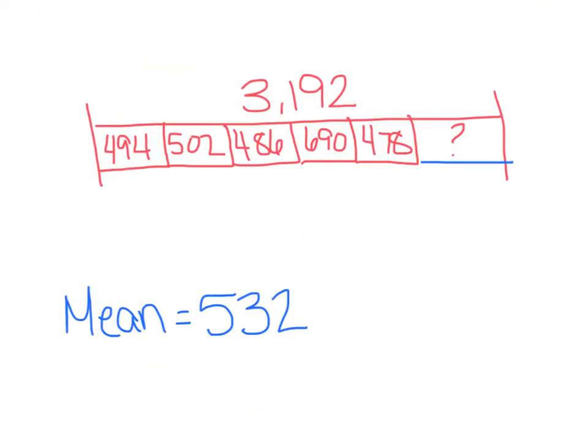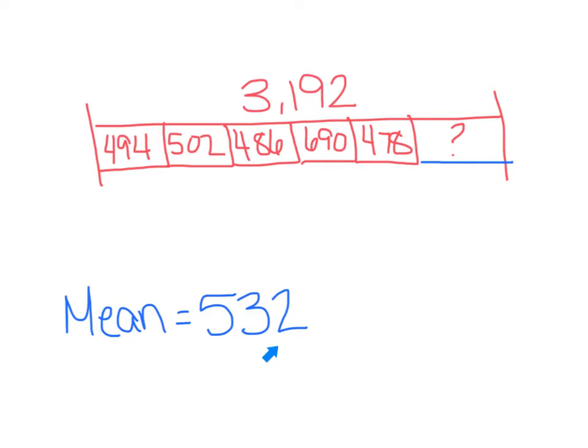Okay, now I'm going to teach you how to use the mean to solve a little bit more complicated problem. Here's our problem. The number of minutes that Mary Ann spent talking on her cell phone each month for the past 5 months were 494 minutes, 502, 486, 690, and 478. Suppose the mean for her 6-month total was 532. How many minutes did she talk on her cell phone during the 6th month?